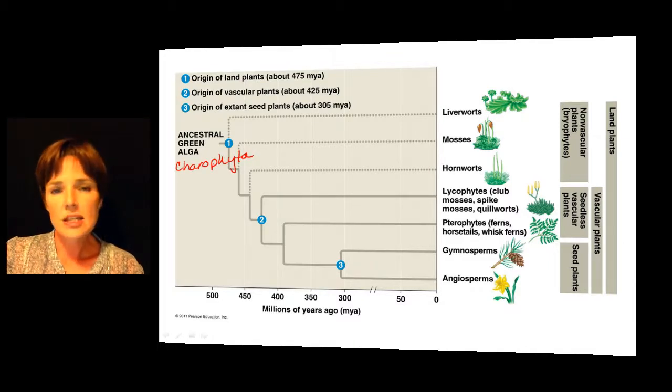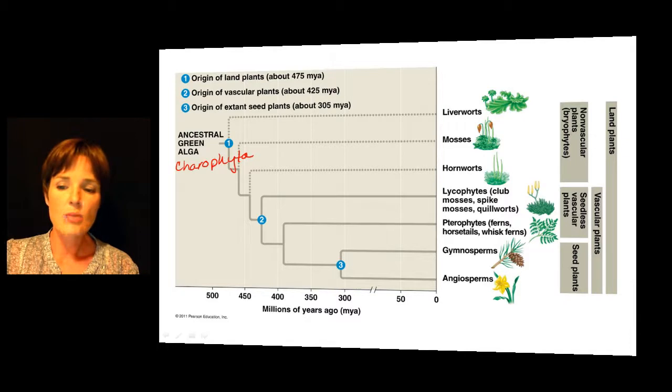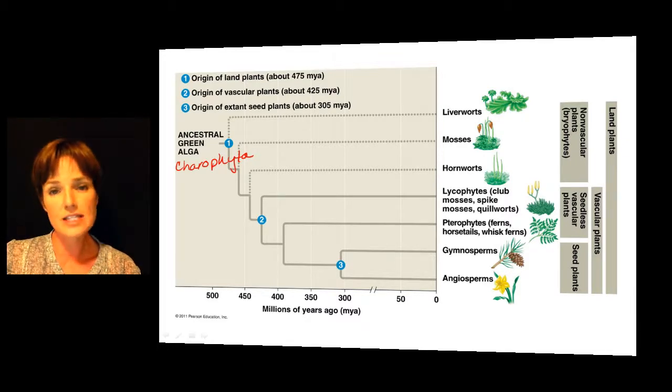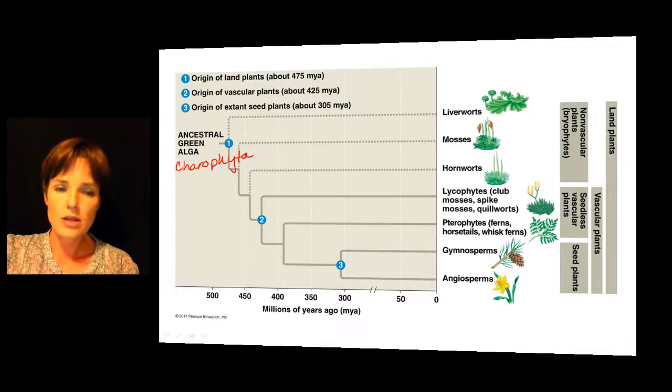Now we can take the land plants that we know of and they can be divided into several different categories, but one of the biggest distinctions is vascular tissue. So we have one group that's called the non-vascular plants, and then we have the vascular plants. We're going to talk first about the non-vascular plants, and then we'll move into the vascular ones.